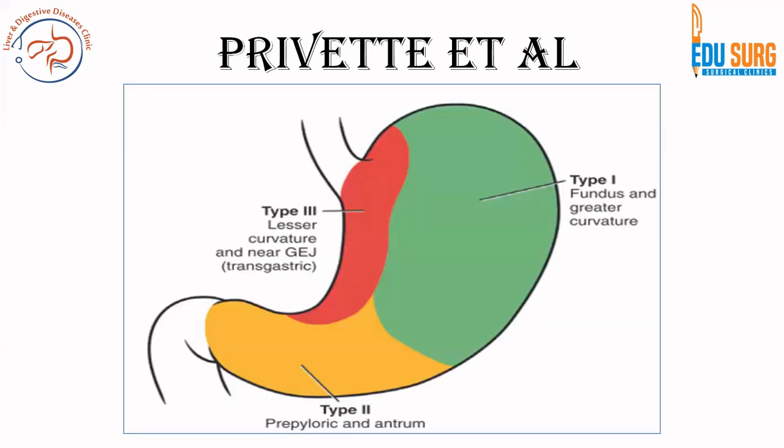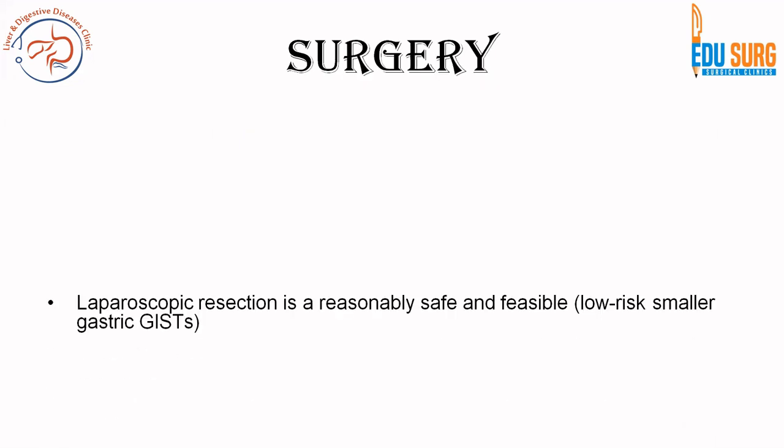So for gastric GIST, we have this Privet et al. classification. Type 1 is fundus and greater curvature. Type 2 is prepylorus and antrum. And type 3 is lesser curvature near GE junction. So these are the types of gastric GIST. And this is an important classification given by Privet et al.